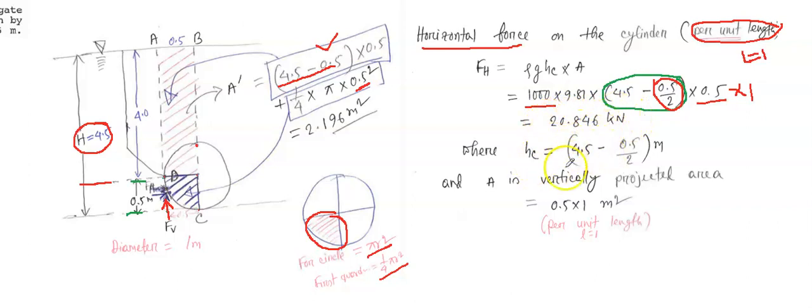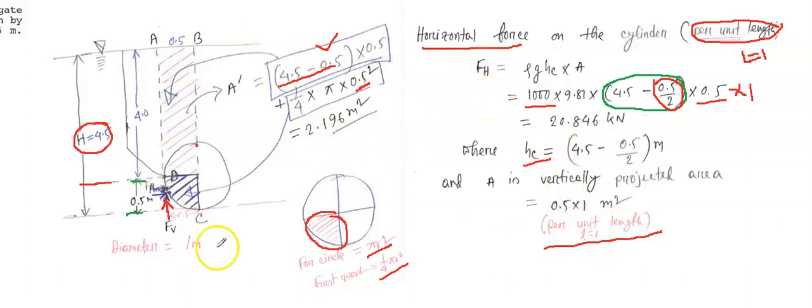So you see here some side notes on how to calculate the height h and the area in the vertically projected section. If you can see the side note here, for per unit length L equal 1. So we got the horizontal force.